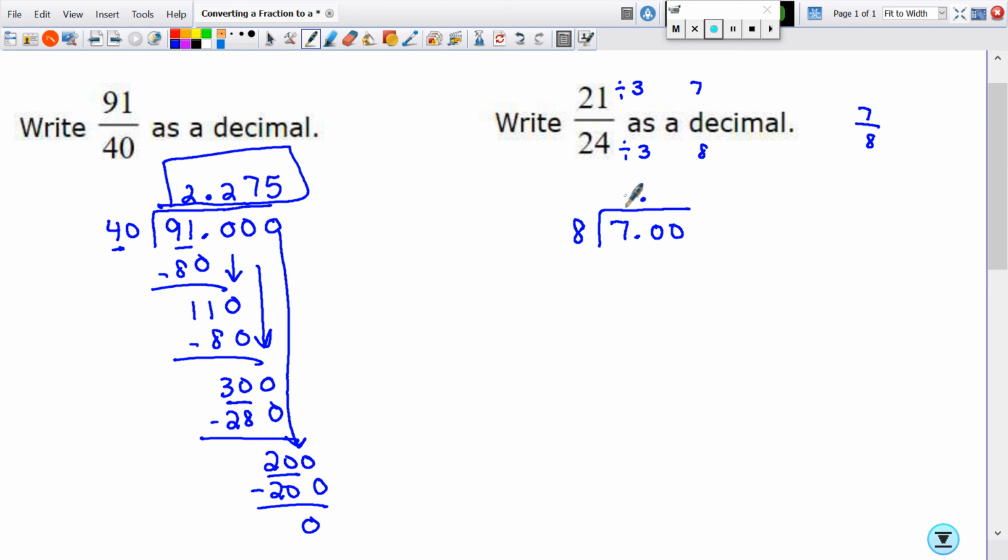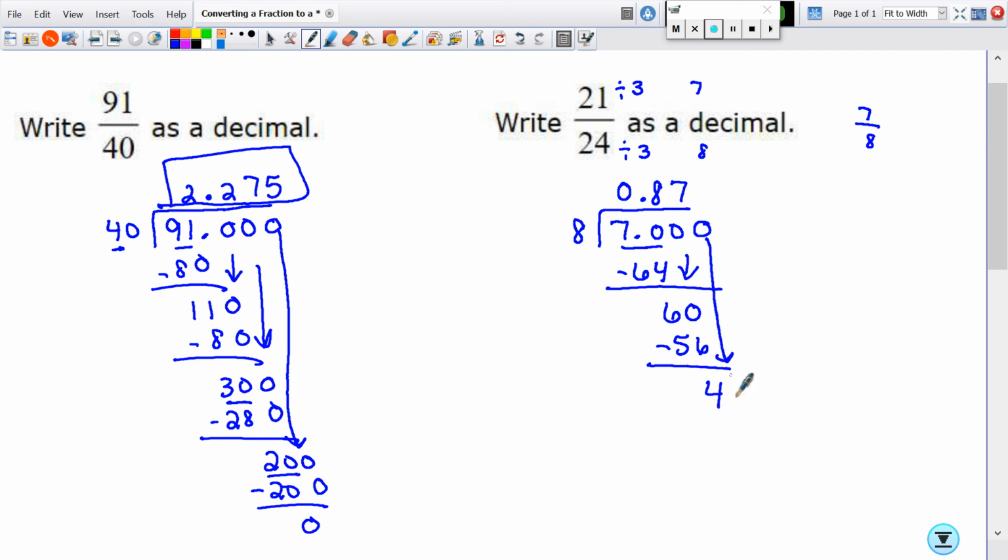8 doesn't go into 7, so you can put a 0 there because it doesn't go in. 8 goes into 70 8 times. 8 times 8 is 64. 70 take away 64 is 6. Bring down your 0. 8 goes into 60 7 times. 7 times 8 is 56. 60 take away 56 is 4. Since that's not a 0, we have to keep adding zeros and keep going until we get a 0 as an answer. So bring that down, 40.